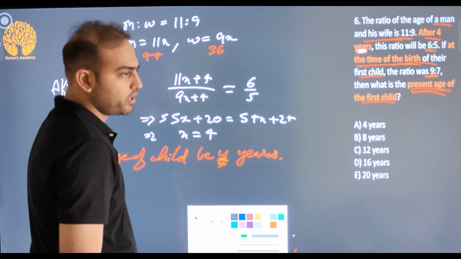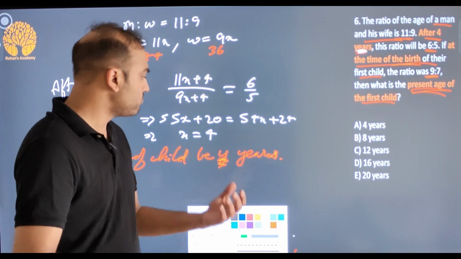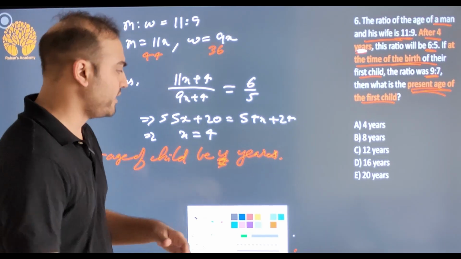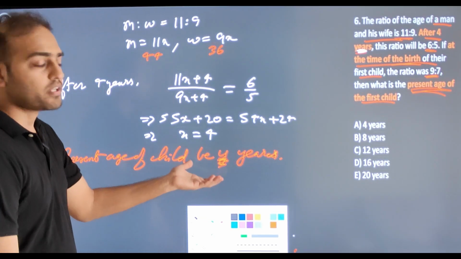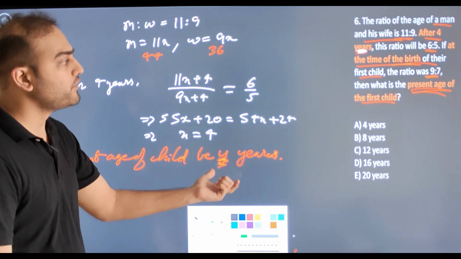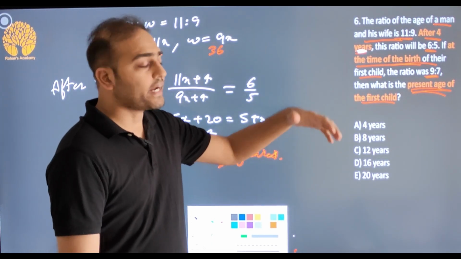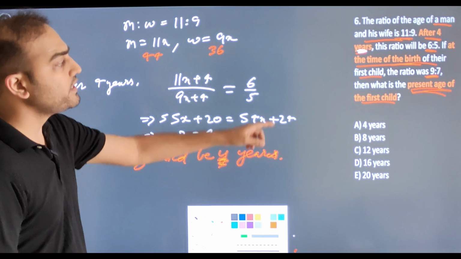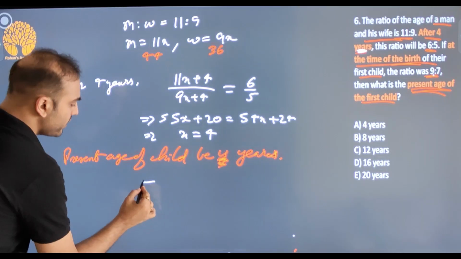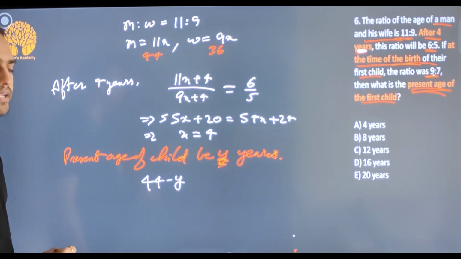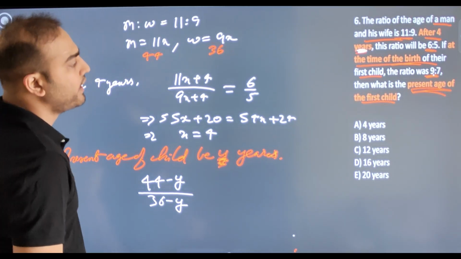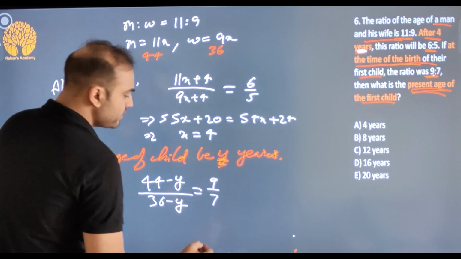Now when was the child born? If I am 35 years old today, I'm just telling you, that may or may not be my current age, but if I'm 35 years old today, when was I born? 35 years ago. So if the child is y years old, what does that tell you? That the child was born y years ago. So y years ago the ratio was 9 is to 7. So y years ago the age of man will be 44 minus y, age of wife will be 36 minus y, and this is 9 by 7.